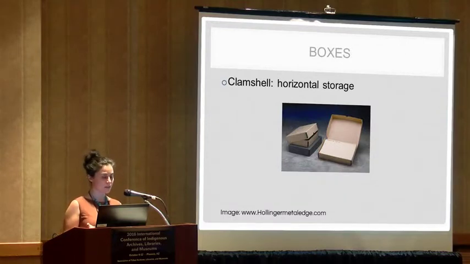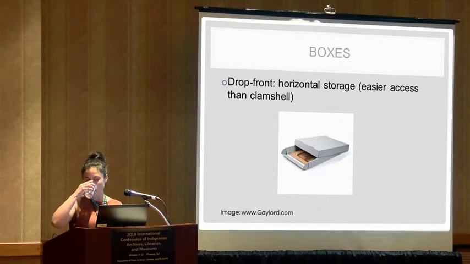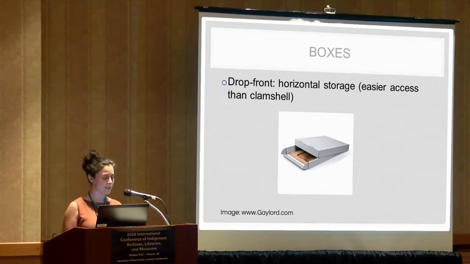So clamshell boxes for horizontal storage have a uniform sheet of board that goes from the base to the spine to the top, and objects can be slid across to be accessed. However, I find the drop front boxes to be a little bit easier to access materials because you can take them entirely out of the box without needing to dig your fingers in next to them and pull them out that way, which sometimes can cause damage.